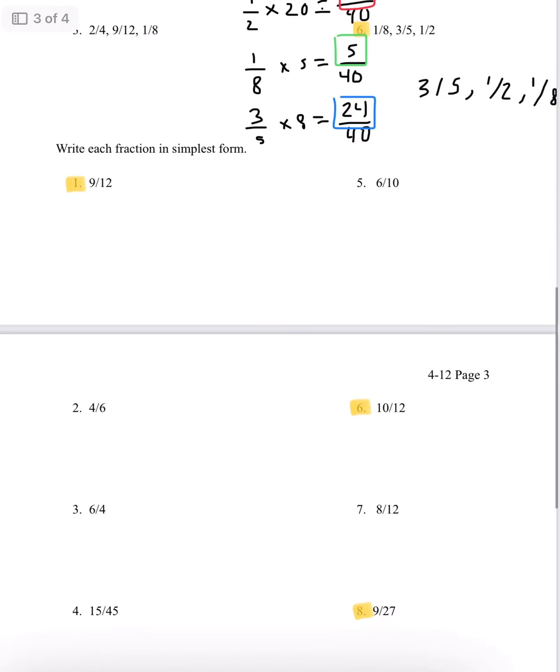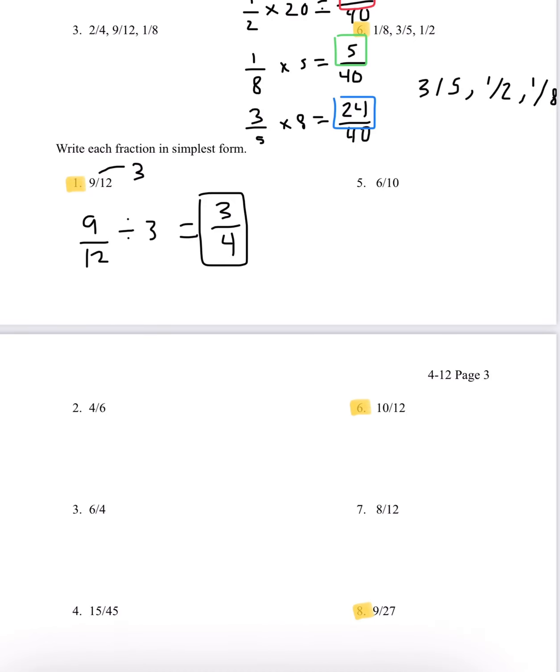Next we have, it says, write each fraction in simplest form. I'm going to be going over number 1, 6, and 8. Number 1, we have 9 over 12. And 9 and 12 each have the same factor of 3. So, simplifying means you're just going to divide by the greatest number you can for the fraction. 9 divided by 3 is 3, and 12 divided by 3 is 4. And we can't simplify this any further, which is why our answer is going to be 3 over 4.